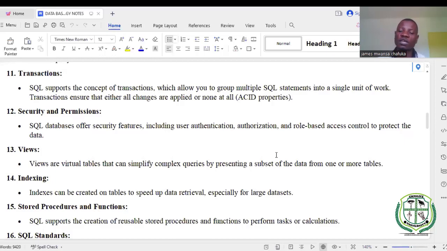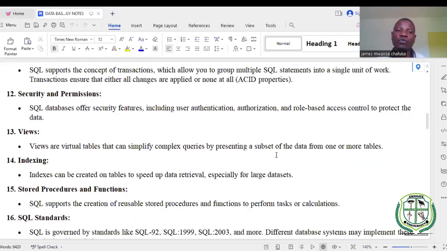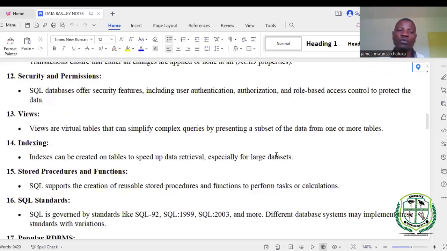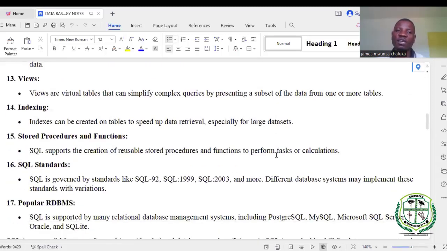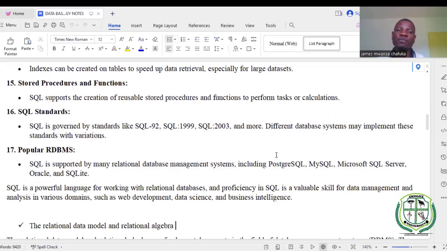And then there's also views. Views are virtual tables that can simplify complex queries by presenting a subset of the data from one or more tables. And then we also have indexing. Indexes can be created on tables to speed up data retrieval, especially for large tables. And then apart from that, there are also stored procedures and functions.